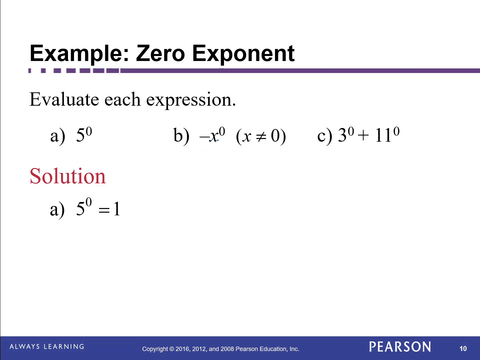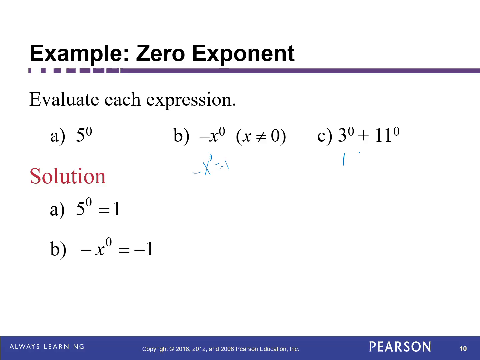How about negative x raised to the 0 power when we're guaranteed that x isn't 0? Now, a little careful here, because remember how those parentheses work. That negative is not in the parentheses, so it stays out front. So negative x to the 0 power is negative 1, because the x to the 0 power gives you the 1 part. But if you throw that negative out front and you don't put it in parentheses, that negative has to stay out there.